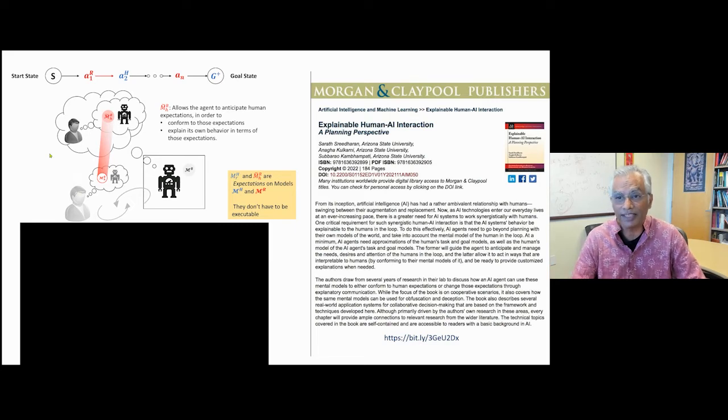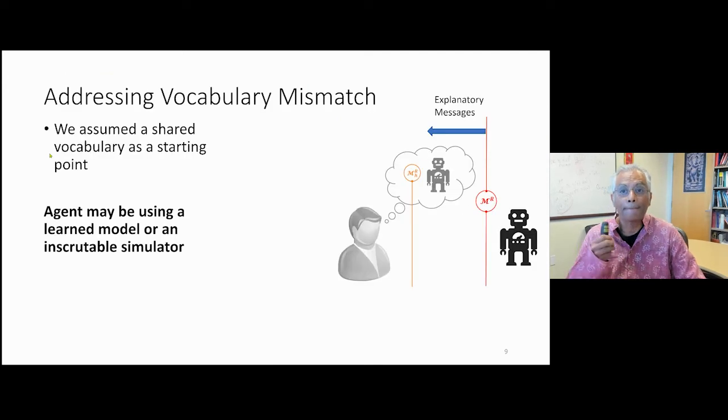And there's actually a book that just came out this month, in January, on explainable human-AI interaction, a planning perspective, that you might be interested in looking at. Now, the interesting thing is that a significant amount of that work was done assuming that there is some sort of shared vocabulary. Turns out that even when there is a shared vocabulary, the models could be different. So the preconditions and effects that the human thinks are there for tasks or actions might be different from what the robot knows, and vice versa.